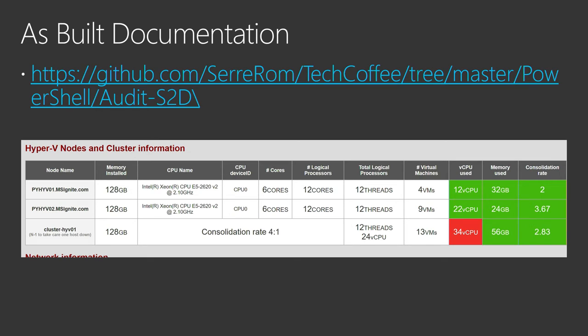Comprehensive documentation from a good MVP friend of mine, Romain Serre. It's called Audit S2D. You need this. And so you just run this against one of your cluster nodes, and you'll get a beautiful, nice little HTML printout of your as-built cluster configurations.